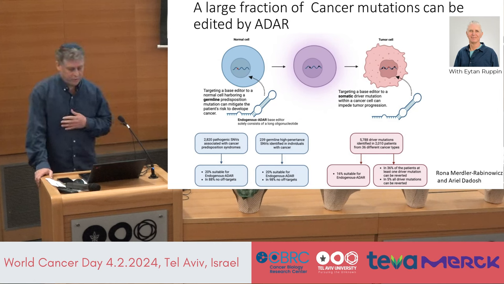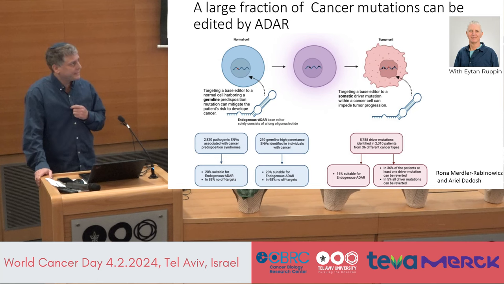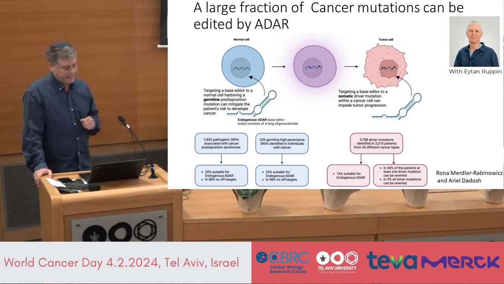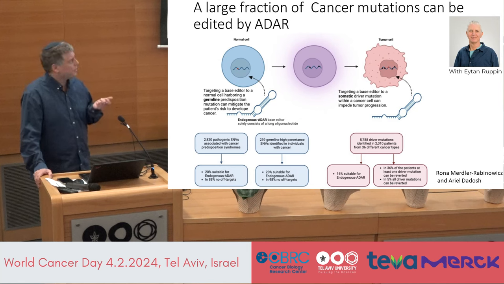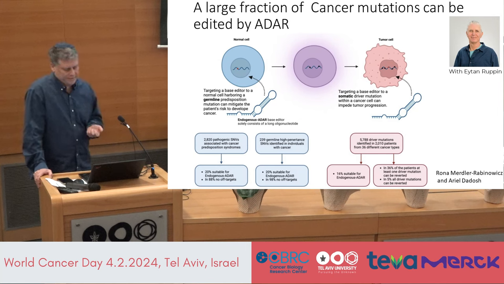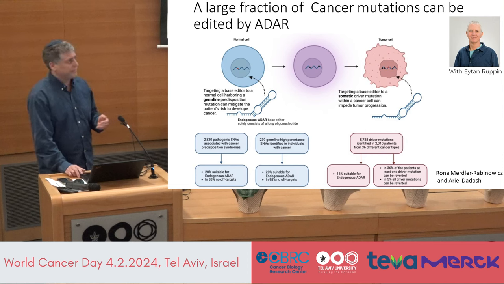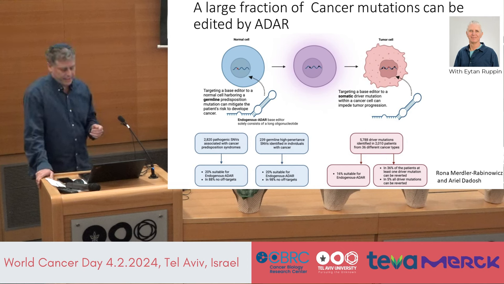And together with Ethan Rubin, we found that about 20% of the people that have a germline mutation that contributes to cancer can be fixed by ADAR. And even looking at somatic mutations, a cancer typically has tons of mutations, but only a handful are driver mutations. We find that about 60% of cancers have driver mutations that can be edited by ADAR. And in even 5% of them, all the driver mutations can be treated by ADAR.